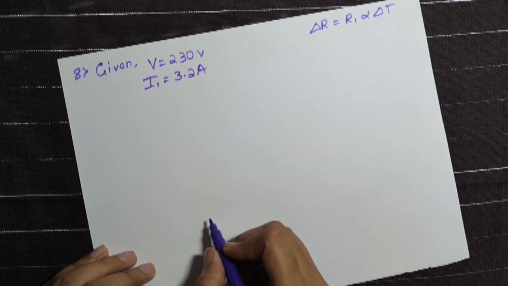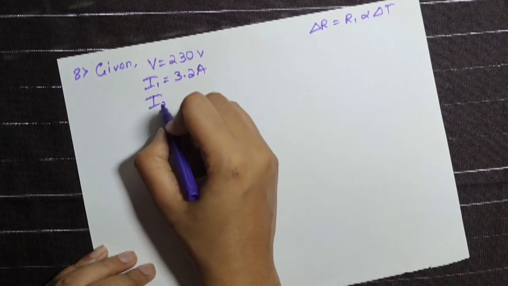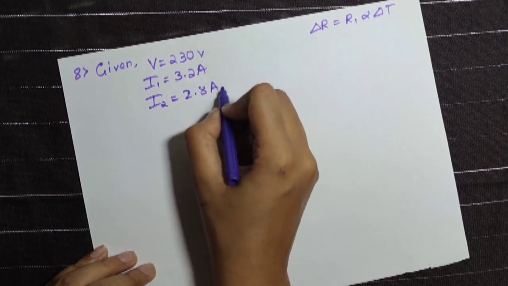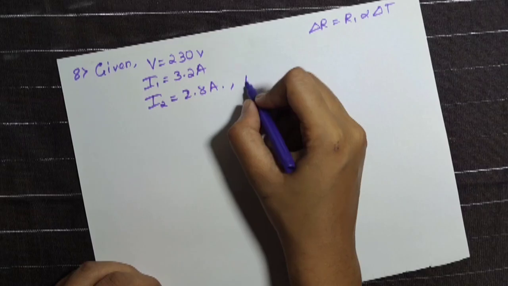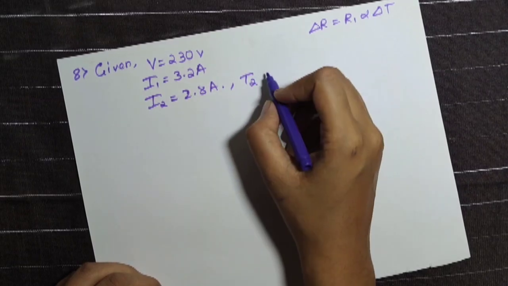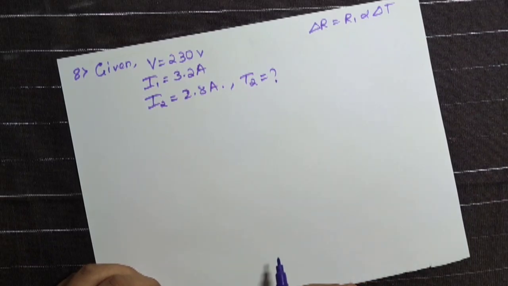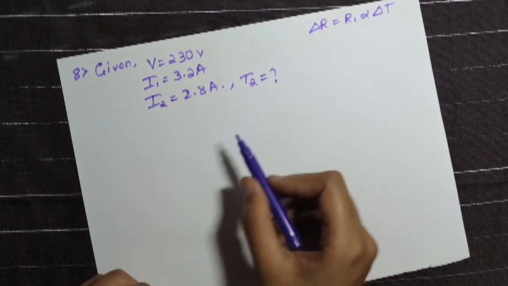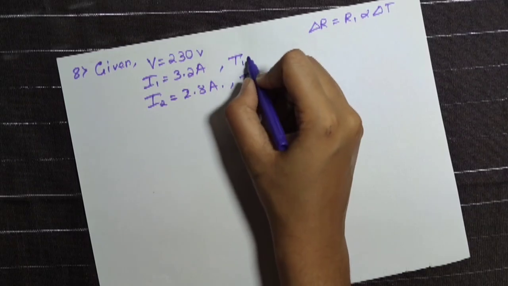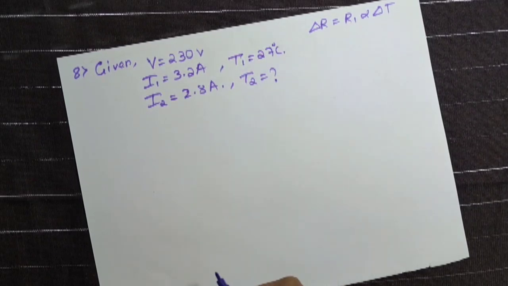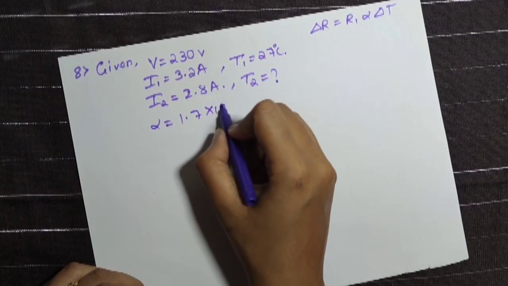which settles after a few seconds to a steady value. Steady value they have given, that means I2 is 2.8 amps. What is the steady temperature? See, steady value is I2. That means we have to find out T2 here. Okay, this is the steady value of temperature of the heating element. Okay, and they have given room temperature value, that is T1 equal to 27 degree Celsius, and alpha value is 1.7 into 10 raised to minus 4 per degree Celsius.